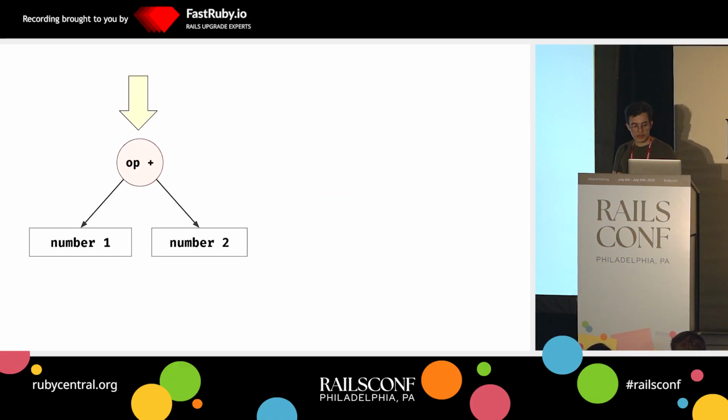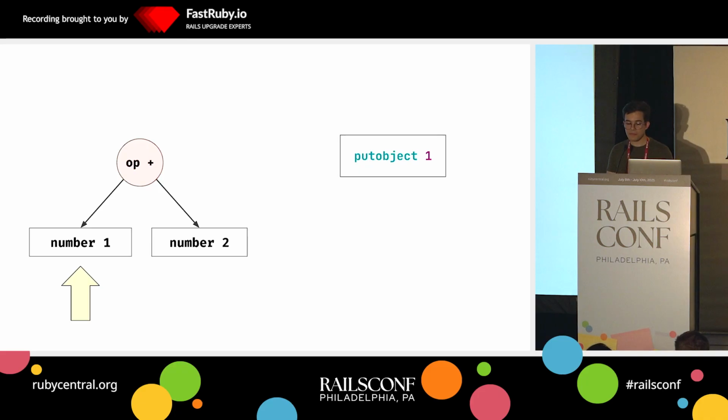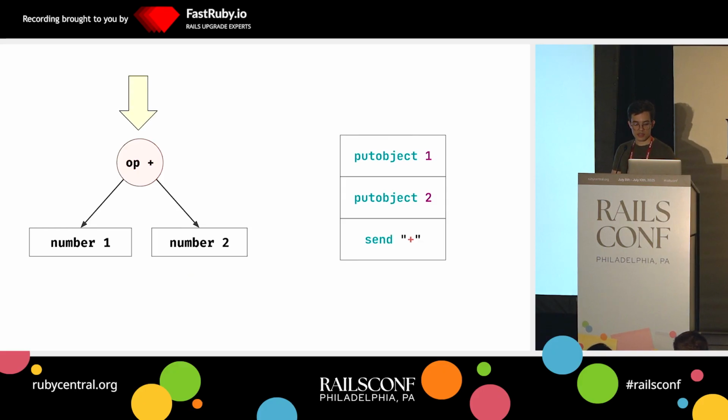We'll walk this tree. Starting at the root, we first evaluate the left branch, and we'll generate an instruction for that. Then we'll go to the right branch and generate another instruction for that. And lastly, for the root node, we generate an instruction. And that's how we'll go from a tree to an array.